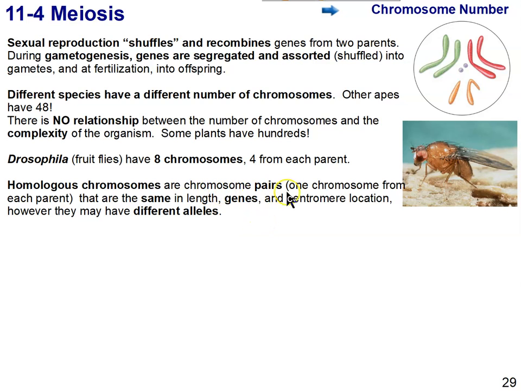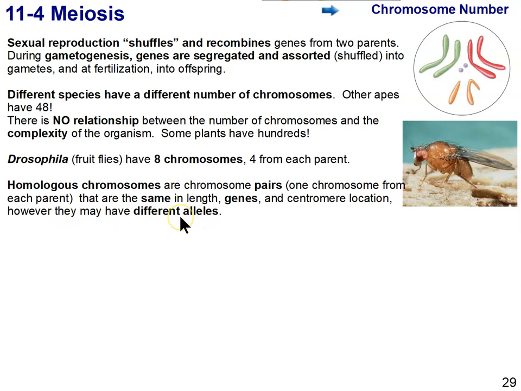So there's one homolog, one chromosome from each parent, and they pair up, they match up. They have the same genes on them. So they're the same in length, they're the same in banding pattern, because when you stain them, they get light and dark bands on them, and you see the same pattern of bands on homologous chromosomes. They have the same centromere location, the same length, the same size.